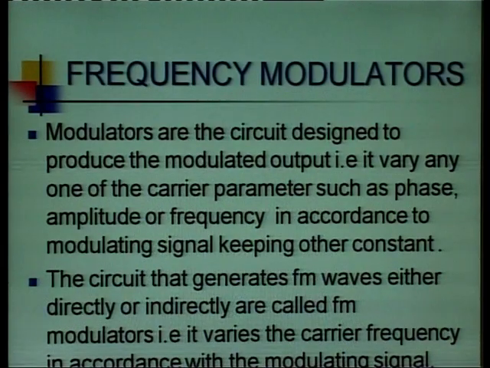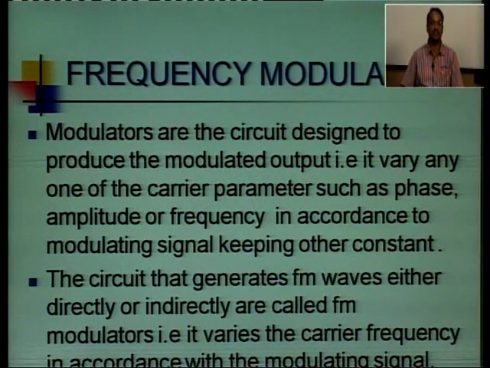First of all, modulators are the circuits designed to produce the modulated output. That means it varies any one of the carrier parameters, such as phase, frequency, or amplitude, in accordance with the instantaneous value of the modulating signal. So, in the process of modulation, any one of the parameters, either frequency, phase or amplitude of the carrier, varies in accordance with the instantaneous value of the modulating signal.